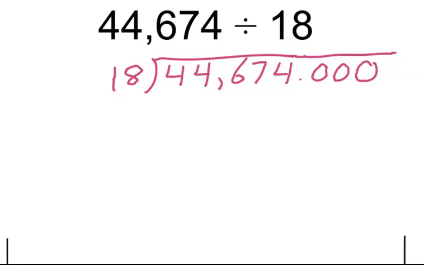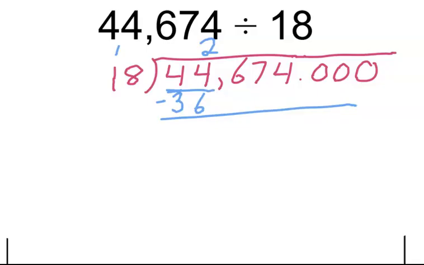Okay, so how many times does 18 go into 4? Well, it can't. So we're going to have to actually do it into 44. How many times does 18 go into 44? Well, I would say 2 times, right? Because 18 is close to 20. 2 20s would be about 40. So let's do that. 8 and 8 is 16. So we'll do that. Put 6 here. And then 2 times 1 is 2, and then 3.